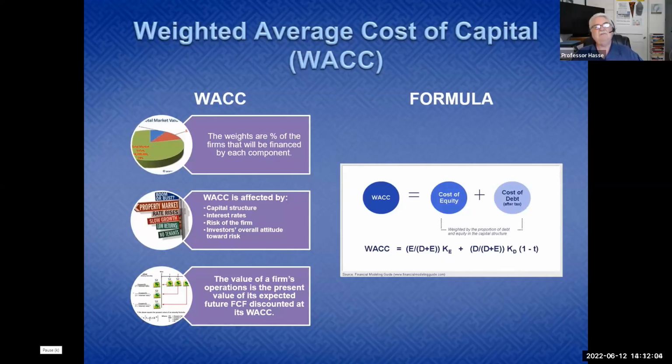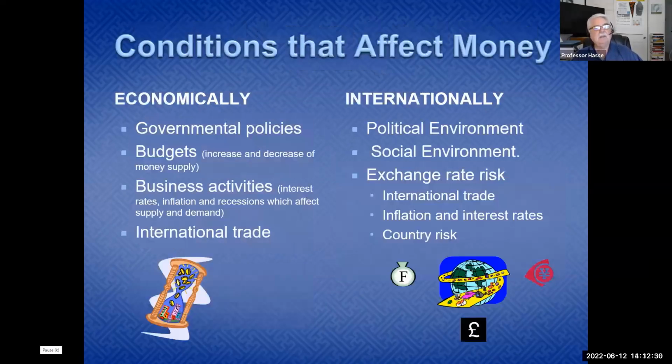It's called weighted average cost of capital. The weights of a company's capital structure assign the cost of that money, cost of equity, cost of debt, to equal the cost of capital. And many times this is called the discount rate, the hurdle rate, the opportunity cost, the cost of capital. Very important concept in finance. And also we have to understand the conditions that affect money or capital that we work in.